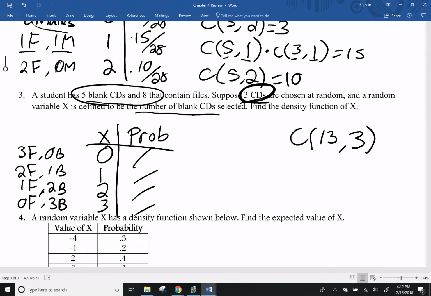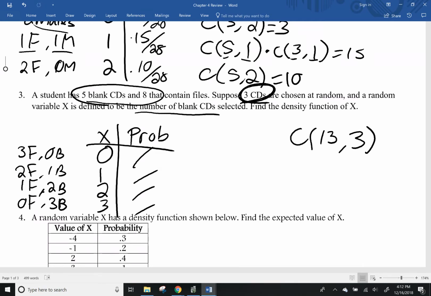I'm going to let you do the math on that. Just like 28 was the last one, I don't know what this one is, but I'll let you guys handle it. And then for the rest of it, the numerators for these, you'll have to find the combinations of those specific scenarios.